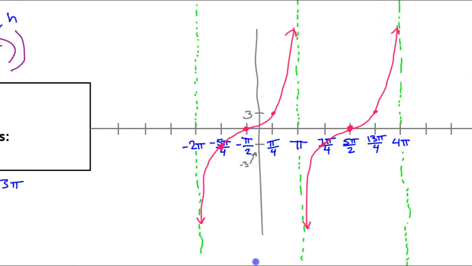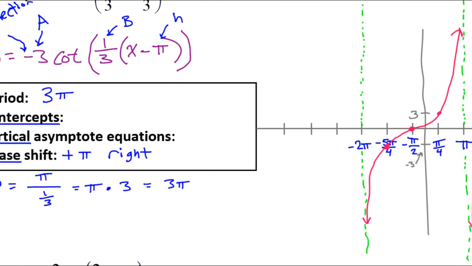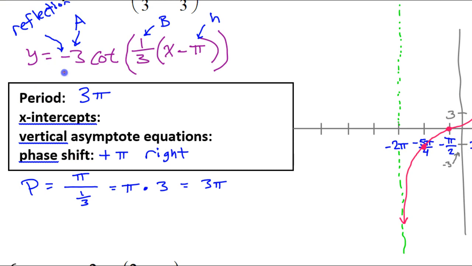Notice normally the cotangent function is decreasing. It should be going downhill from left to right. The only reason why it's not is because of the reflection.